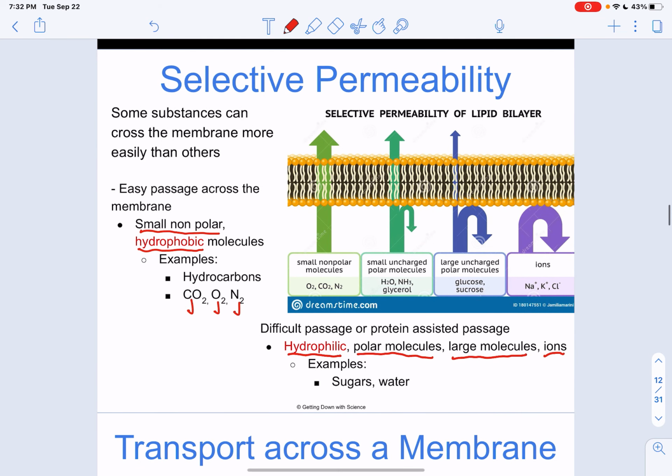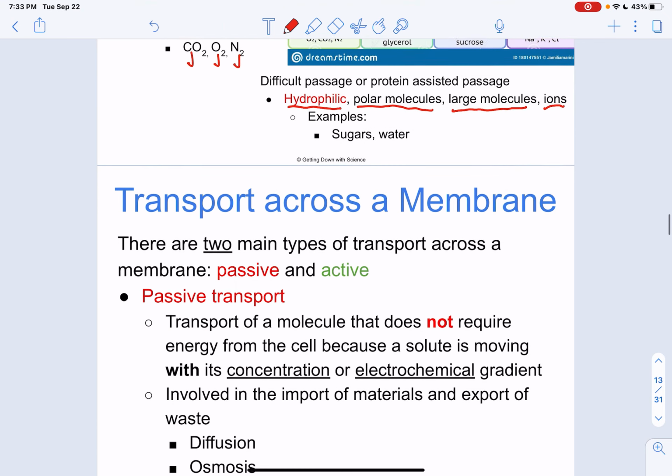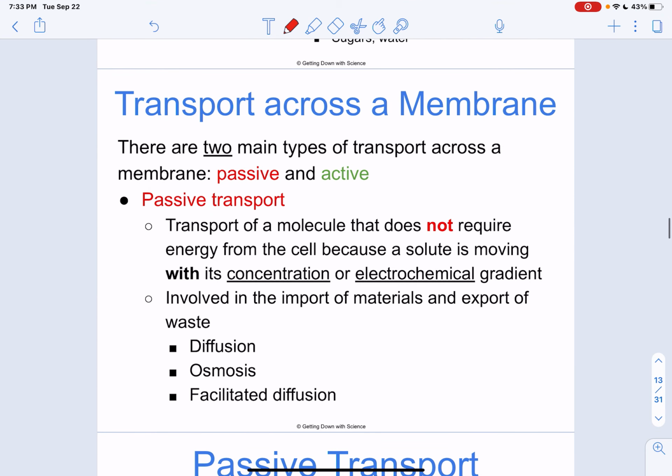We see that these small nonpolar molecules, these uncharged molecules, have an easy time, whereas large molecules have a harder time, and so do these ions. However, these molecules are still able to get through the phospholipid bilayer, but we'll talk about how they do that in just a moment. And so we have two different types of transport.